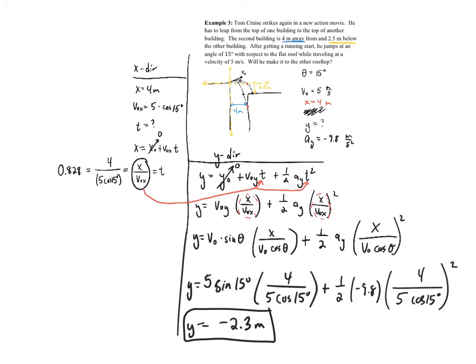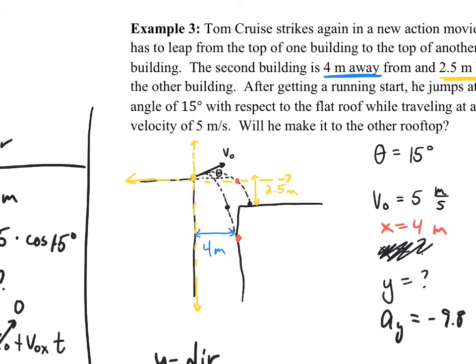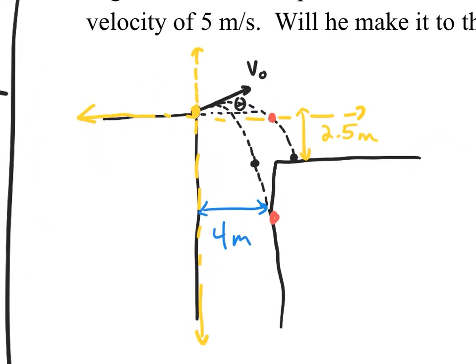So go back to the problem. I know it's really small to see. I'm going to zoom in. So look, if he fell 2.5 meters, remember, he would end up, I'm going to use green, right here. But he only fell 2.3 meters. So this is where Tom Cruise is at that moment. Let me undo that first one. So this is where he is right here. After traveling 4 meters horizontally, he's only fallen 2.3 meters. So he's going to make the jump in the end.